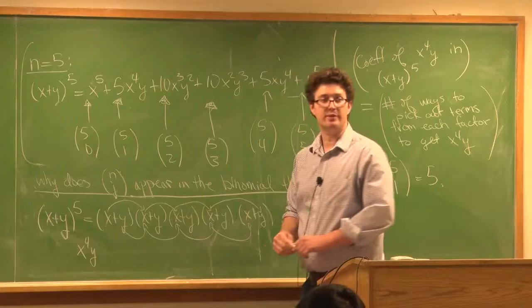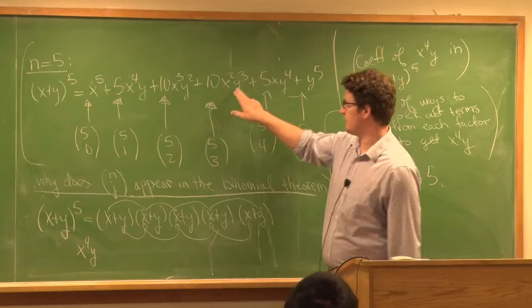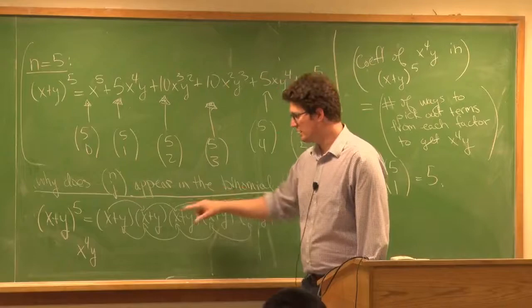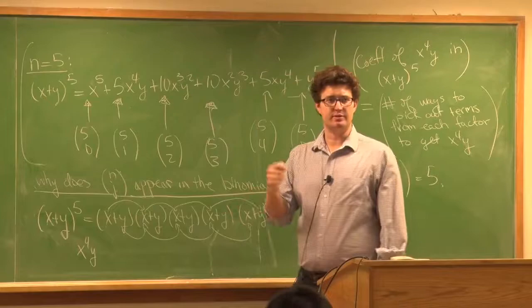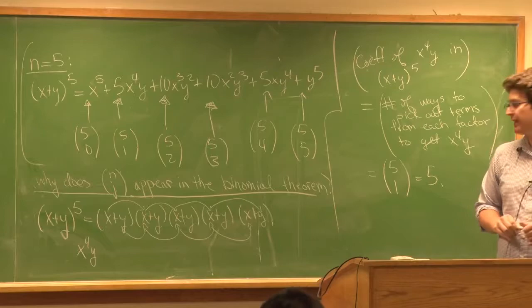It's 5 choose 1. But this idea generalizes, right? So if I were just going to expand this out, the number of ways to get this thing here would be the number of ways. So suppose my default is x. Then I'd have to choose exactly 3 times to pick out a y in order to contribute to that factor. All right. So the coefficient there will be 5 choose 3. All right. Does that make sense? Okay. So this is where this is coming from.